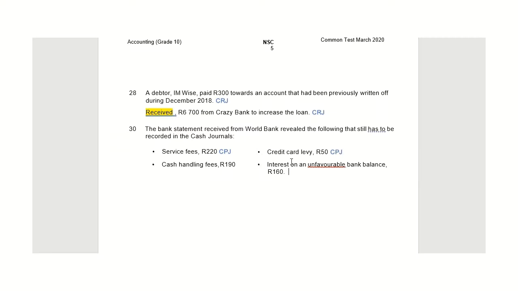The interest I'm going to do separately, but I've got to figure out, am I receiving or paying interest? Because if I've got a favorable balance, in other words, I've got money in the bank, they will give me interest. I will receive interest. But if I've got an unfavorable balance, it means I owe them money. I have to pay interest. So be careful. Keyword there is unfavorable bank balance. So unfavorable, pay. Favorable, receive. So it will also be a CPJ.